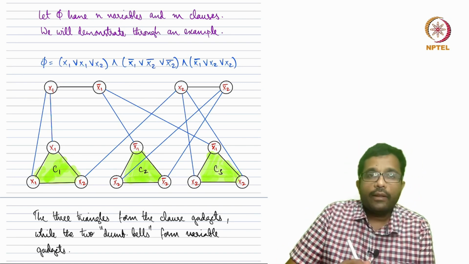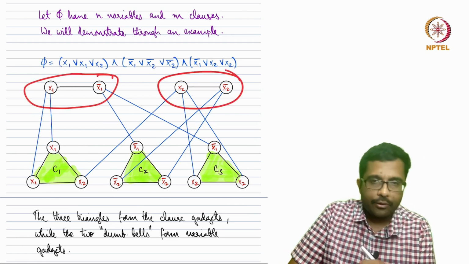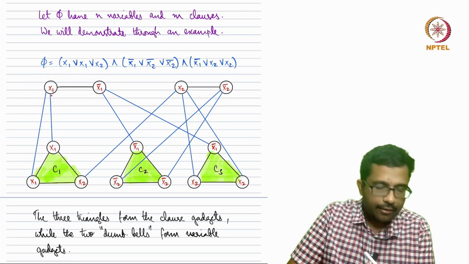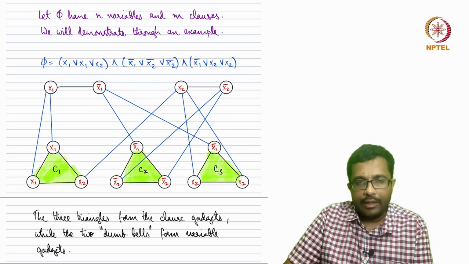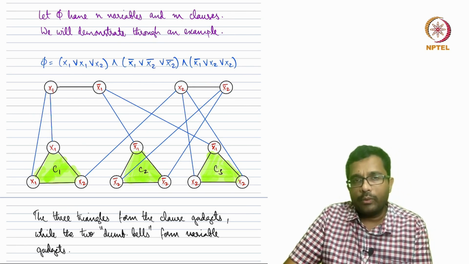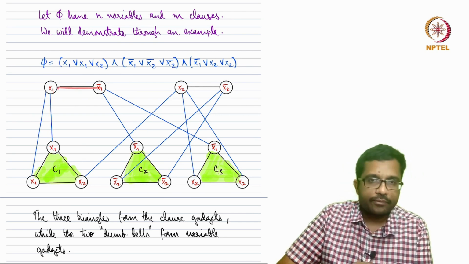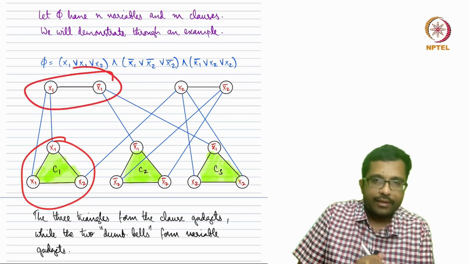And then we have the variable gadget. This is the variable gadget for x1 and this is the variable gadget for x2. This is even simpler. Each variable gadget consists of 2 vertices, x1 and x1 complement, here x2 and x2 complement, and they are adjacent, connected by an edge. So the variable gadget for xi contains 2 vertices, xi and xi complement, connected by an edge. So I have told you about the clause gadget and the variable gadget.